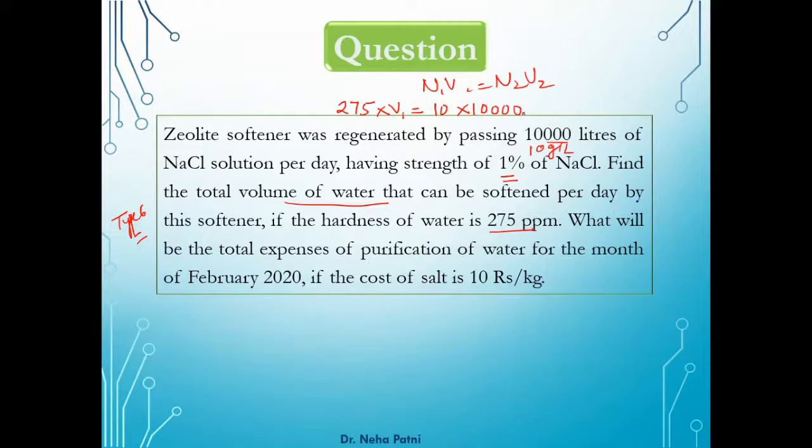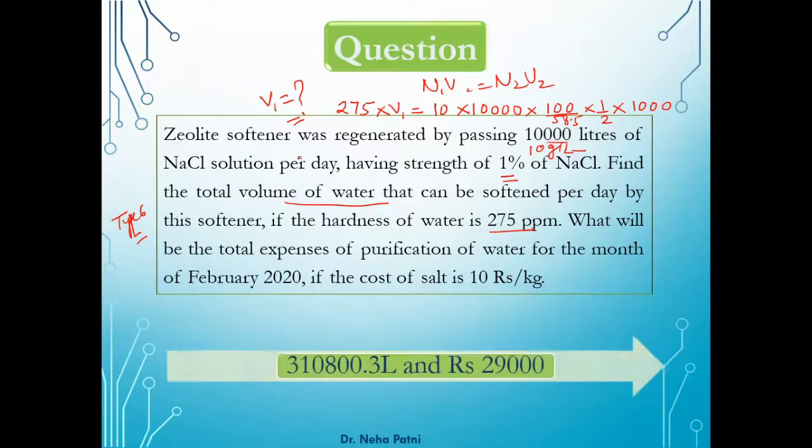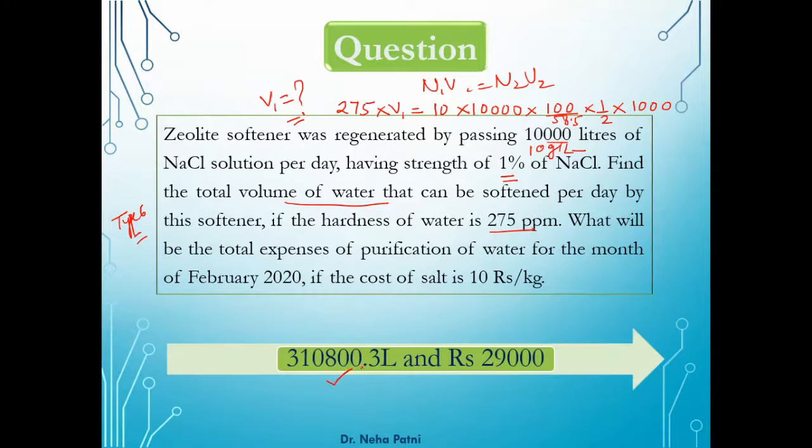Now you have to equate it with calcium carbonate equivalent, so multiply it with the multiplication factor. Now you multiply it with half, the valency factor, and then since it is in gram per liter, you multiply it with 1000. Why? I want to convert it into milligram per liter. This is how you are going to solve for V1, and I think you will get this answer when you solve it.